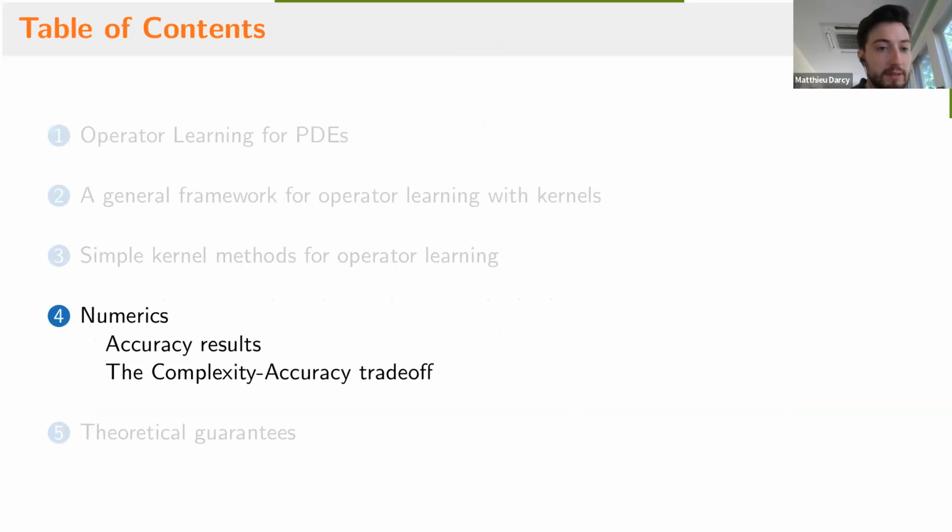Okay, so now that I've presented the general framework and our specific simple kernel method for operator learning, I'm going to move on to the numerics and the theoretical guarantees. But before I move on to these, I want to make sure that there aren't any questions from the audience. Okay, if everything is clear, I'm going to move on. Can I maybe ask a question quickly? Oh, yes, please.